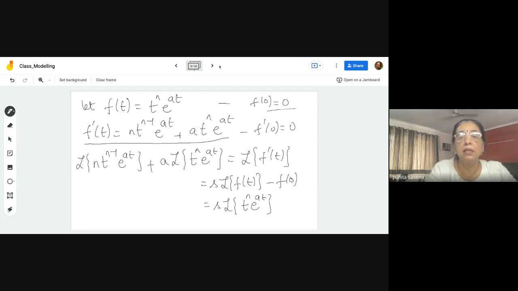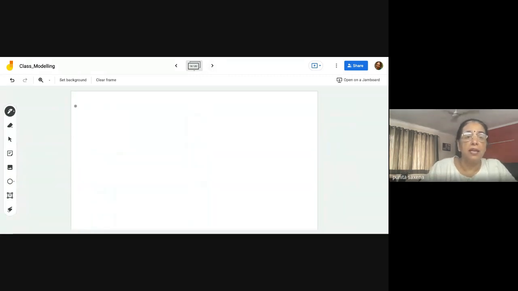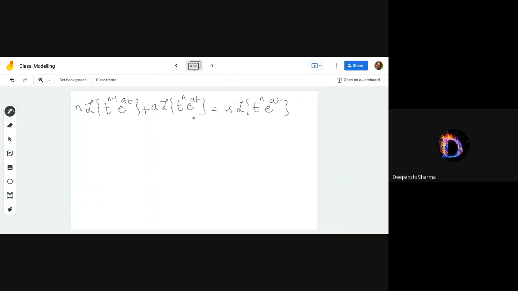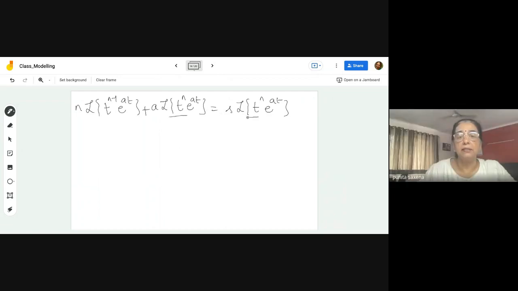So that means what we have is that n times the Laplace transform of t to the power n minus 1 e to the power at plus, what was the second term? a, right? Laplace transform of t to the power n e to the power at, is that right? is equal to s times the Laplace transform of t to the power n e to the power at. Yes, ma'am. Now these two terms can be combined.